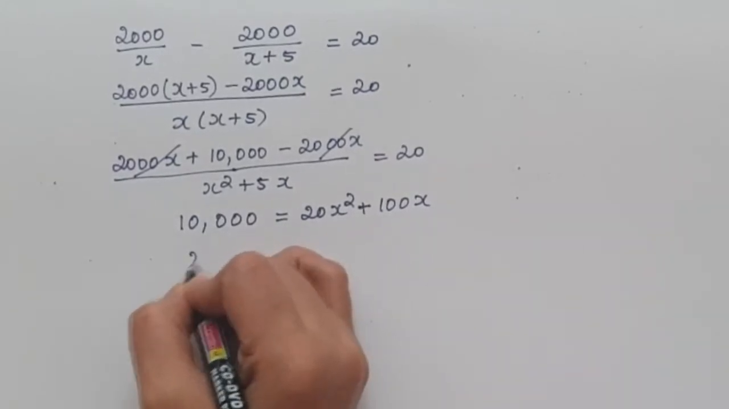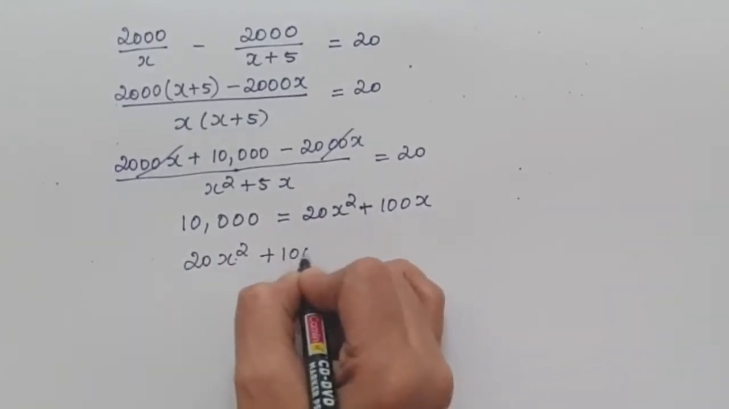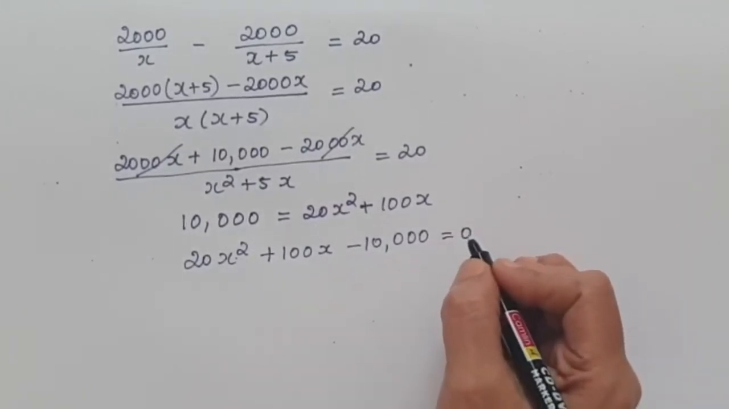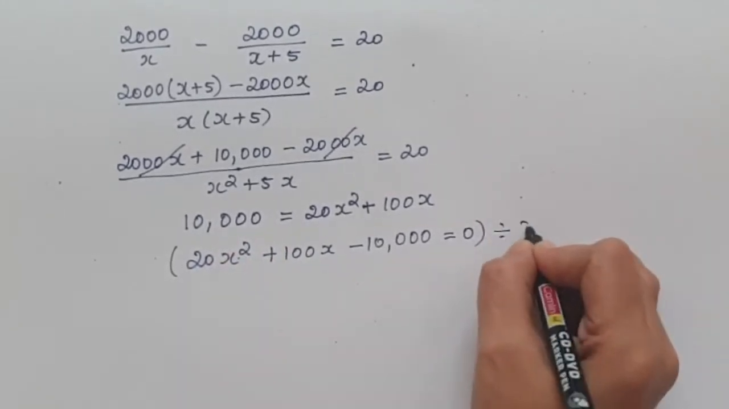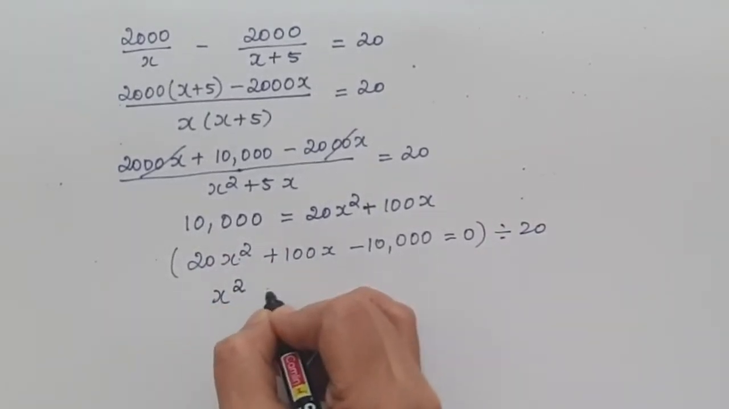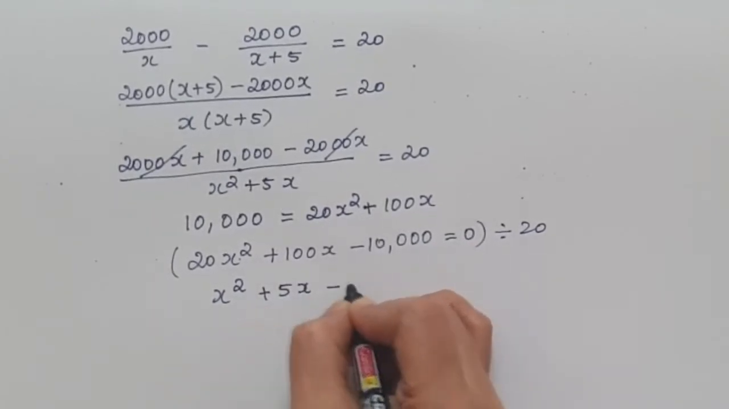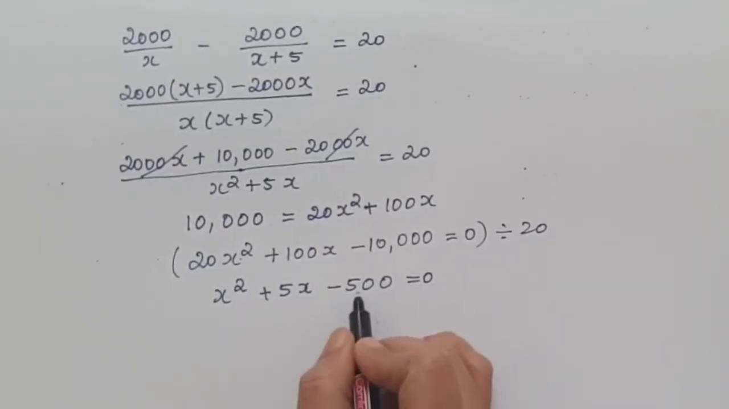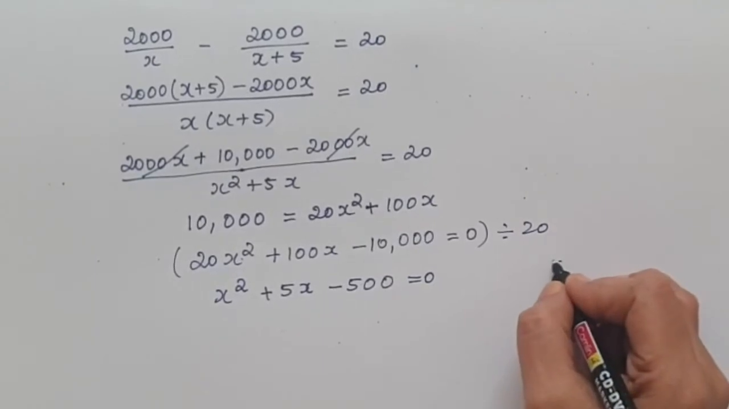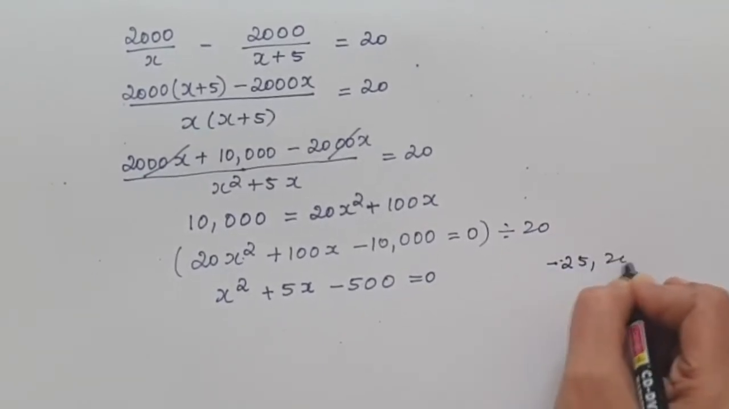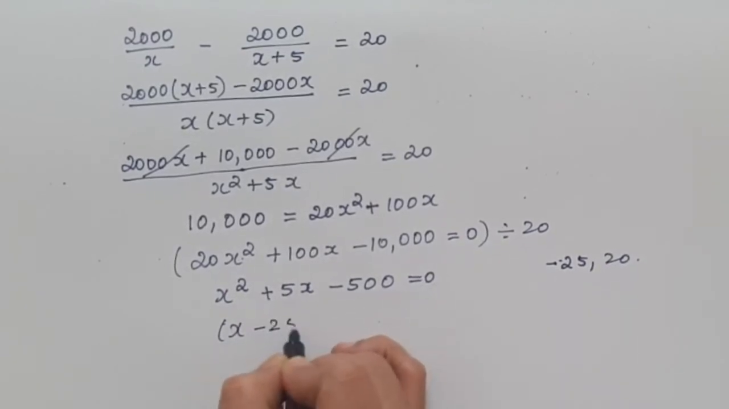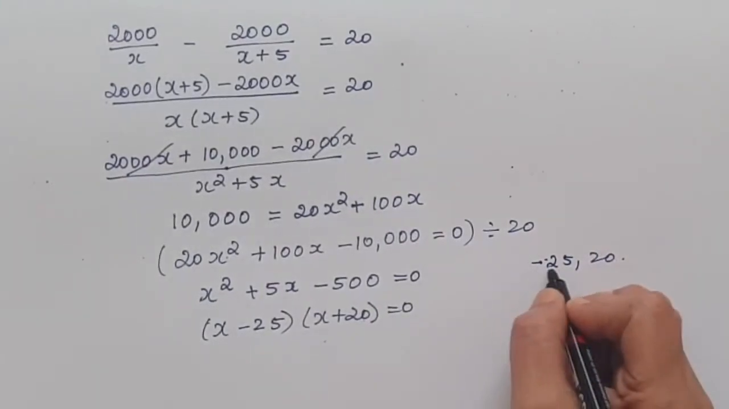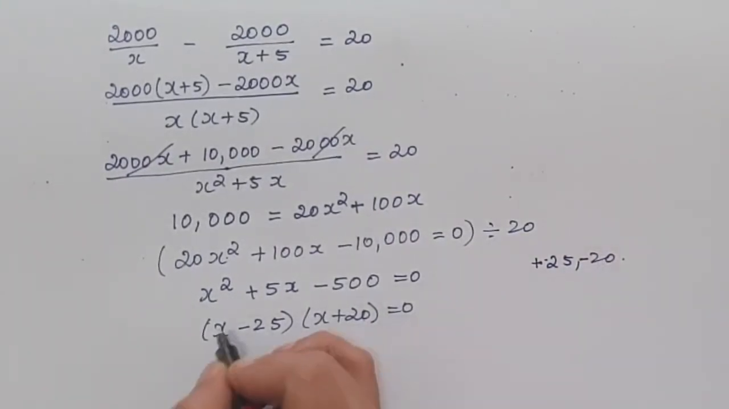Now we'll shift everything to one side. So 20x square plus 100x minus 10,000 will be equal to 0. Now this entire equation divide by 20. So when we divide by 20, we get x square plus 5x minus 500 will be equal to 0. So now our sum has to be 5 and the product has to be minus 500. So our factors will be minus 20 and 25.